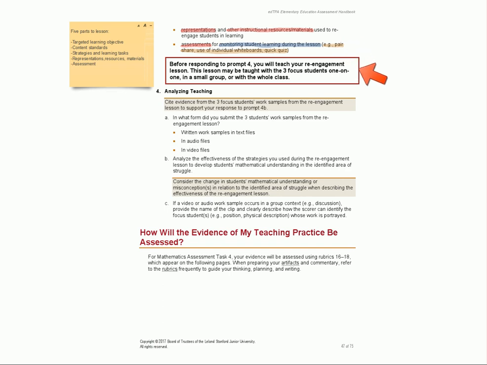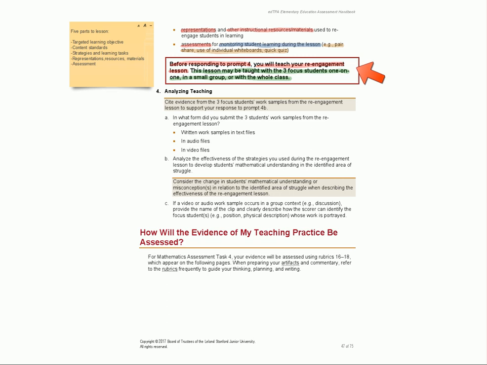Next, you have to do this next part before you write up the next section of the commentary. You actually can't do it without doing this first. So you need to actually reteach the lesson. Before responding to prompt 4, you want to reteach the re-engagement lesson. This lesson may be taught with the 3 focus students one-on-one, in small group, or with the whole class. So just make sure that you're doing all of these good things along the way.